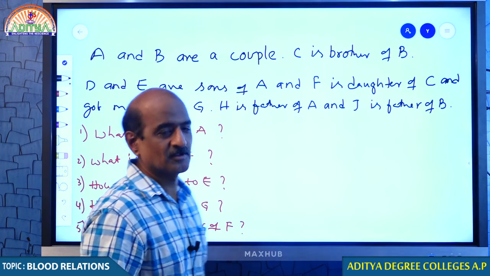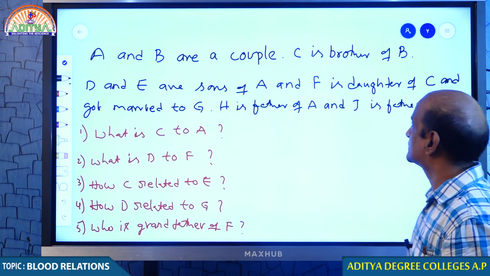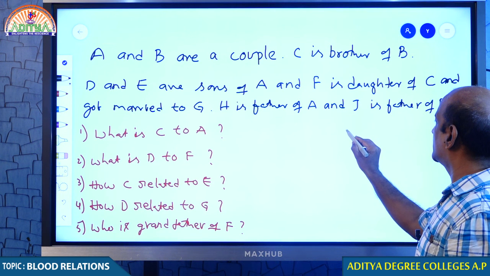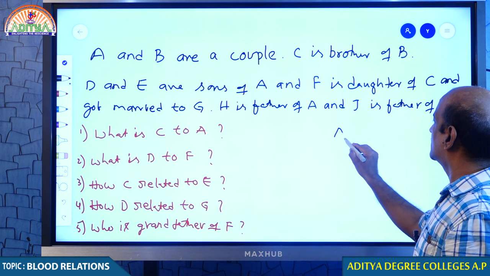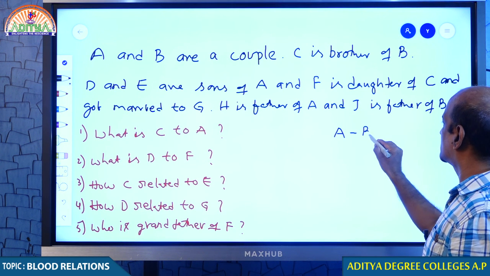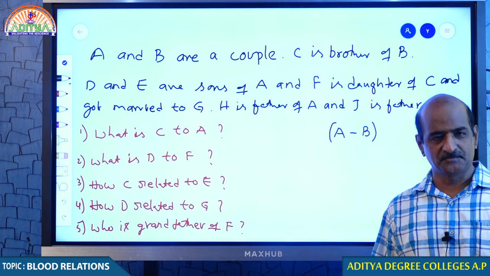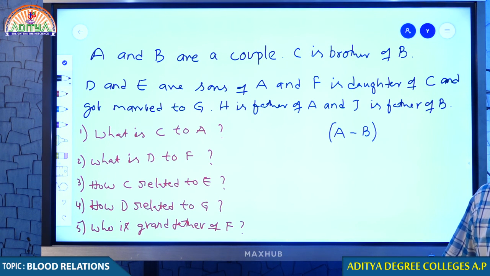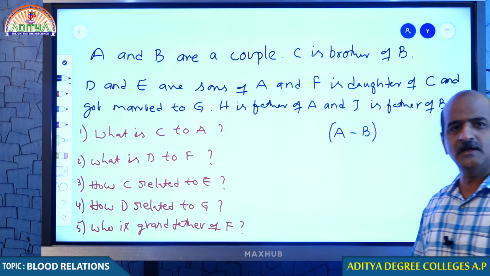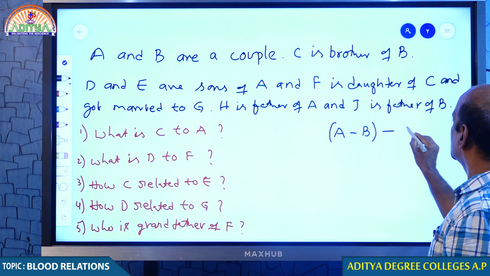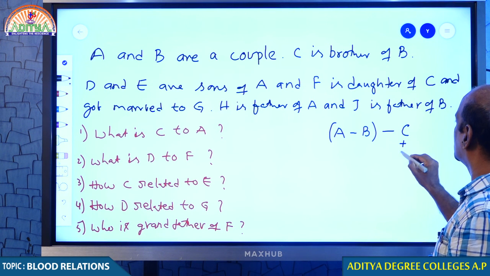Okay, students. Now just look at the question. First of all, A and B are a couple. It is only given that they are a couple. So between A and B, we don't know the gender of A as well as B. I hope you understand this. We don't know any of the genders of A, B, no problem. There is no confusion. C is brother of B.